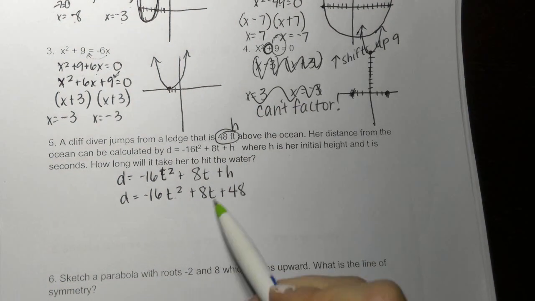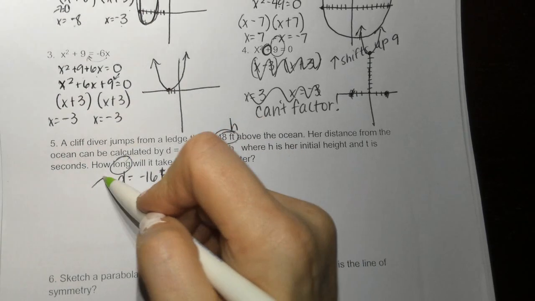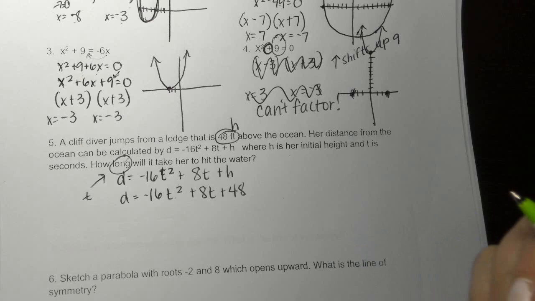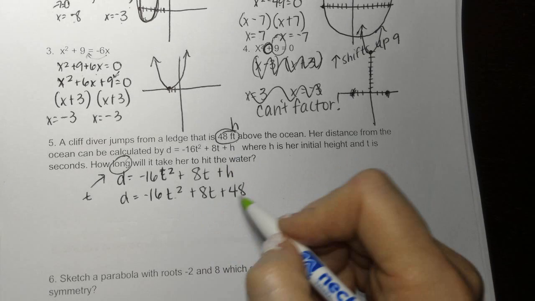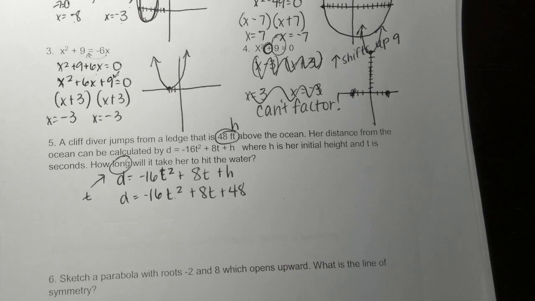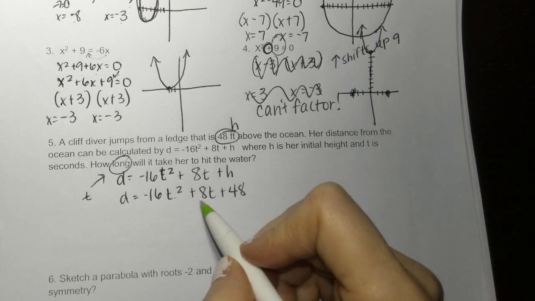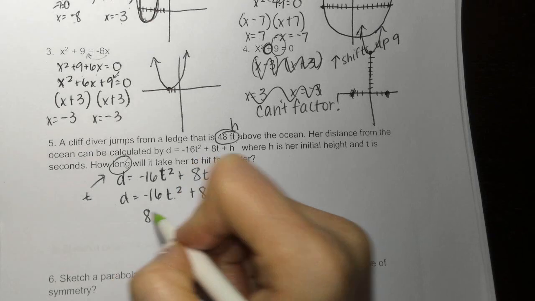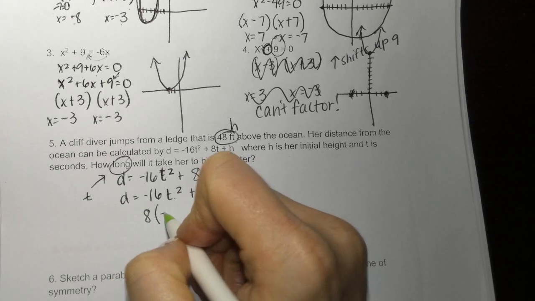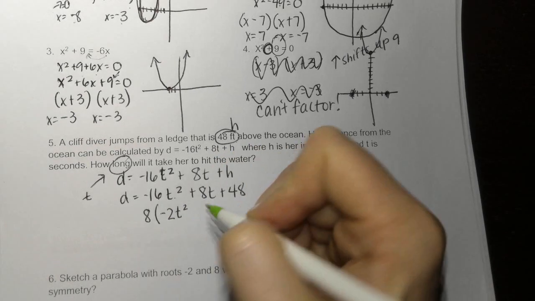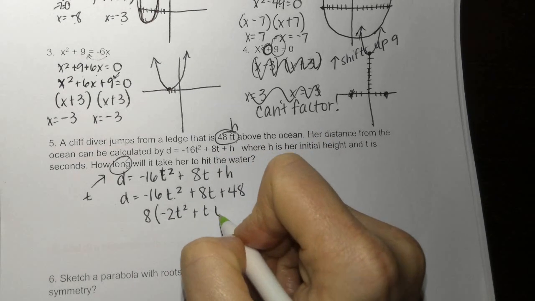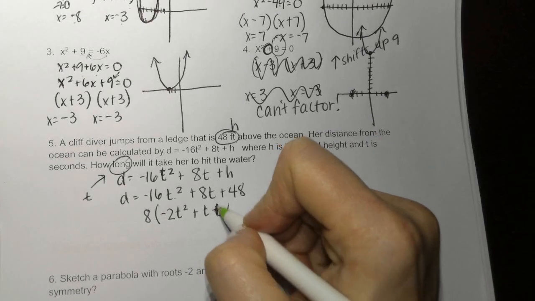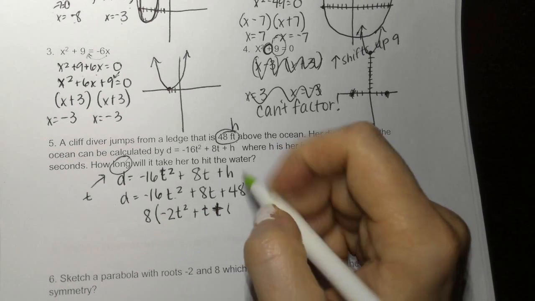Okay, so we're trying to figure out t, the time. How long will it take her? That's the t. So we can solve this, just like what we've been doing up here. This is a trinomial, but let's see. Is there a difference of squares? Yeah. Let's see here. Let's try to factor out an 8. And you get negative 2t squared plus t plus 6. Oh, not t. That's a plus. This is a t. 6.